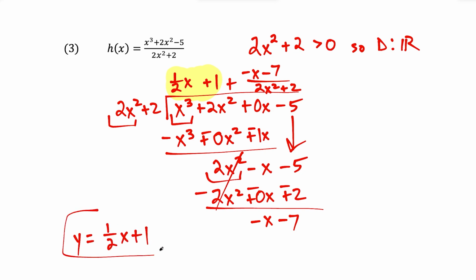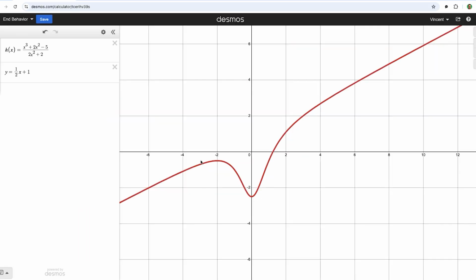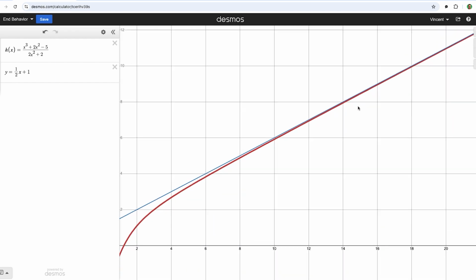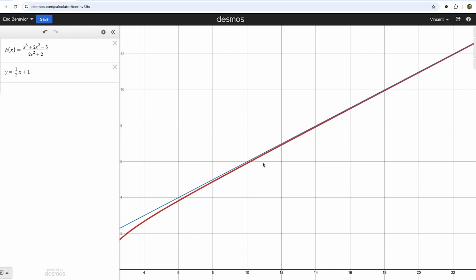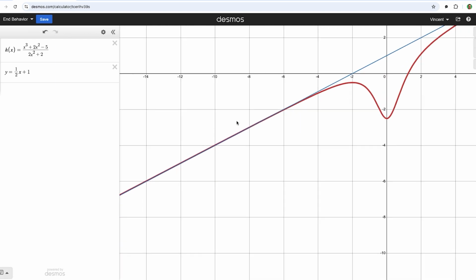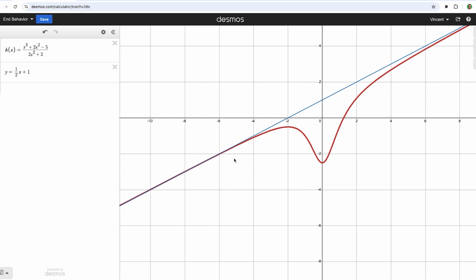But now we will verify the result on Desmos. So now let's take a look at this graph of h of x and watch what happens when we graph y equals 1/2 x plus 1. As x goes to infinity, notice that our graph in red is getting closer and closer to the line in blue. And as we go all the way to the left here, as x goes to minus infinity, the graph in red is getting closer and closer to the line in blue. So we would call this a slant asymptote.